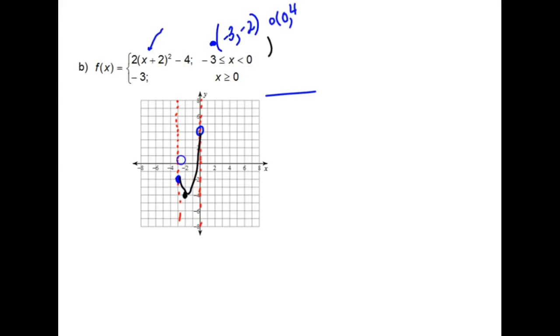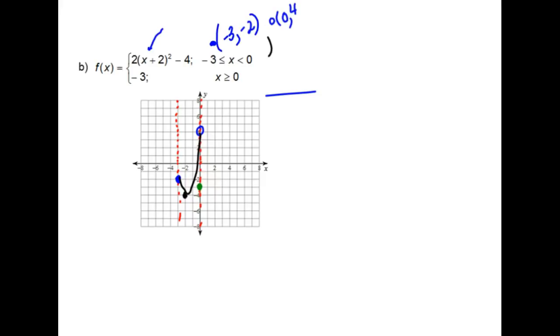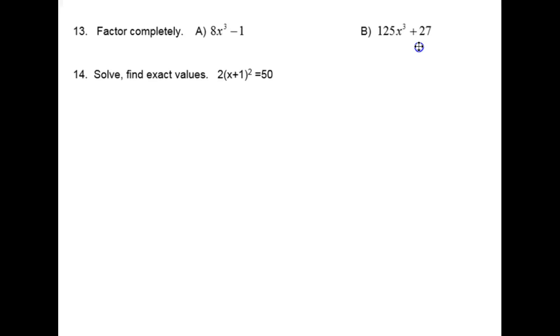pen's not working either. And then your secondary function is a horizontal line at -3. So if my pen will decide to work right here. So at -3 with a filled in circle at 0, and then for the remainder of its domain is a little horizontal line. Alright, I really hope my pen starts working. Let's try the next one.